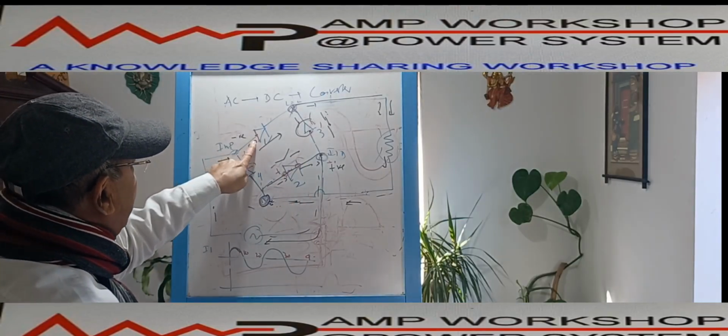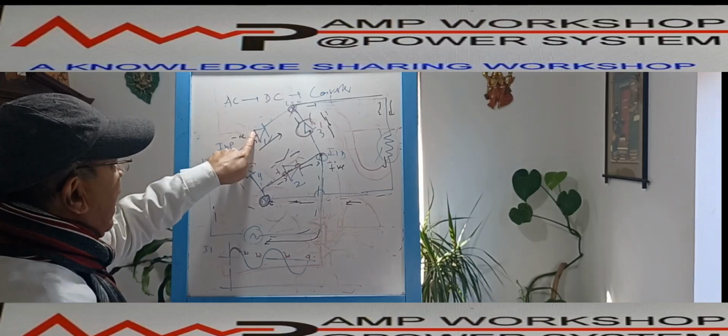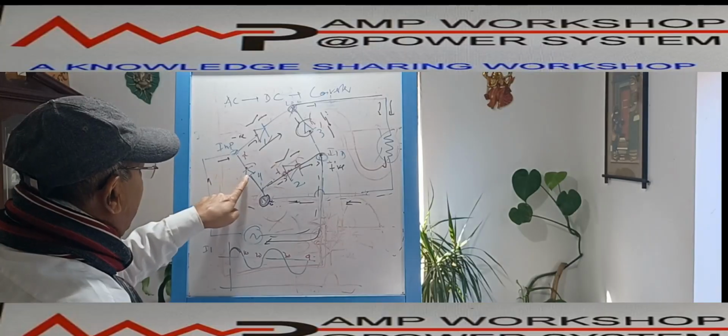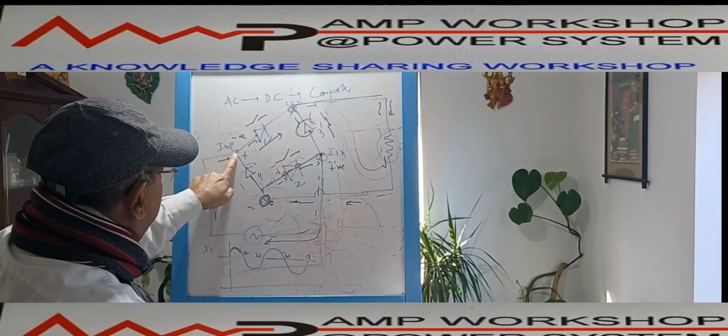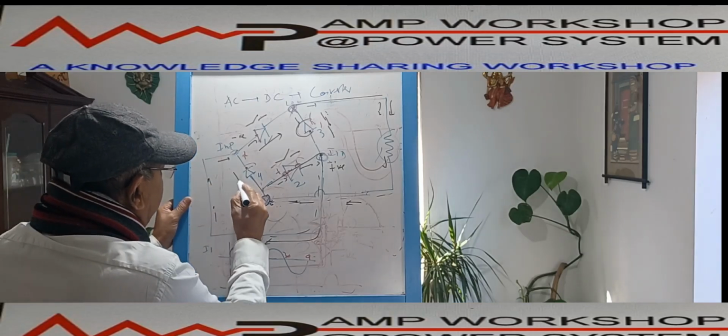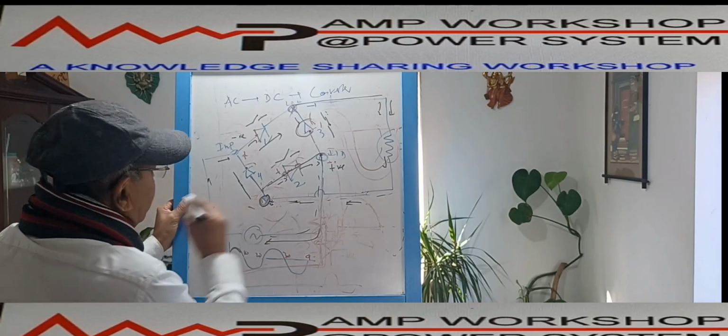Similarly, this diode, what is the condition? This is negative, means anode is negative, right? Anode is negative means this switch is open. What is the condition of diode 4? This is negative, means cathode is negative, means anode is positive. So this switch is closed. This is a closed switch.